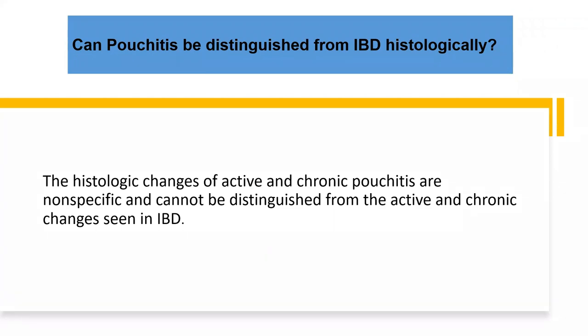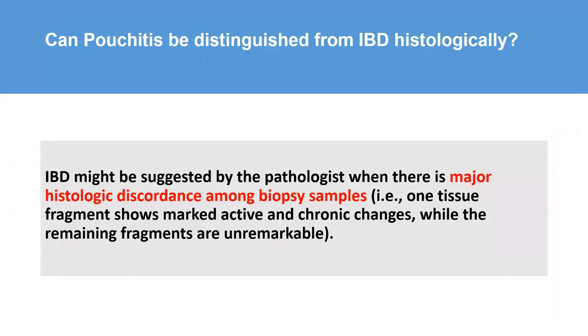The histological changes of active and chronic pouchitis are non-specific, right? Despite the fact that you get the crypt distortion, you get the surface ulceration, you get the pyloric gland metaplasia, you have them all, what we've been through in the last five lectures we've been talking about, they are there, but you can't use these criteria to distinguish between the two. Okay, so this is one thing to realize.